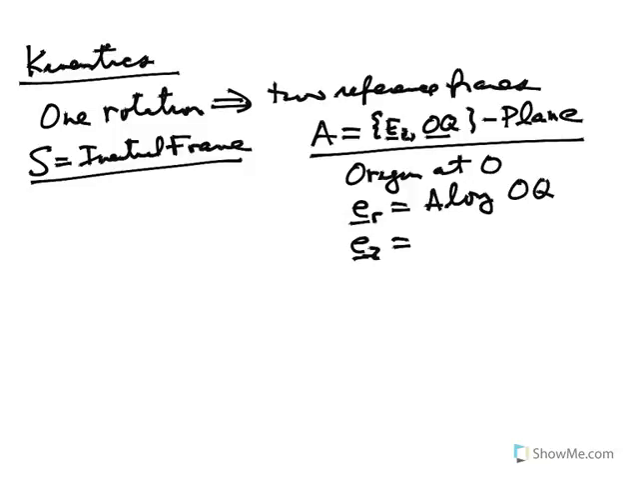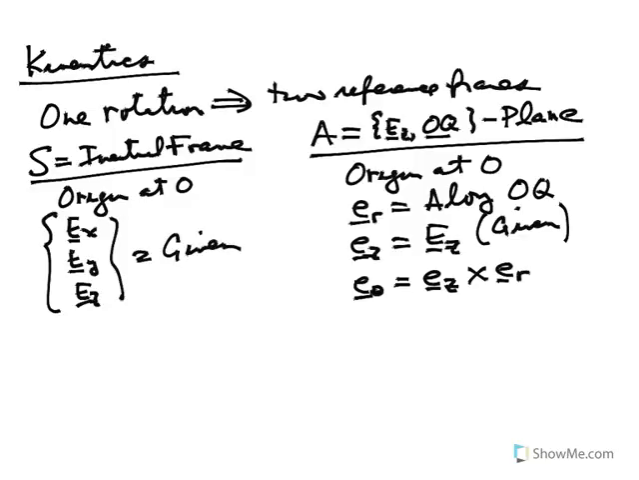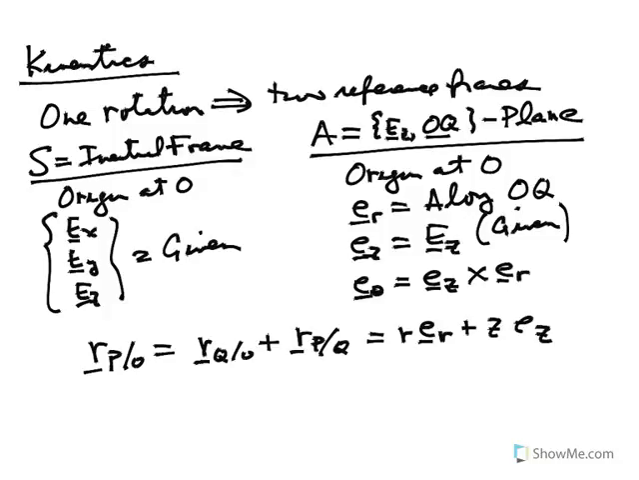I'm going to say e_z is equal to the basis vector e_z, which was given. And then e_theta is equal to e_z crossed with e_r. Here I've got the origin at O, and then the basis e_x, e_y, e_z is given. I drew it in the problem description. So now the position of P relative to O is equal to the position of Q relative to O plus the position of P relative to Q, which is equal to r e_r plus z e_z.